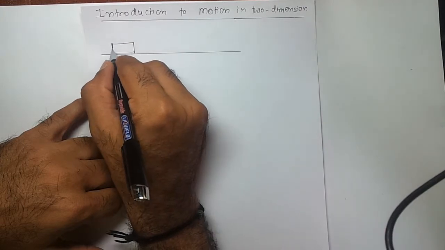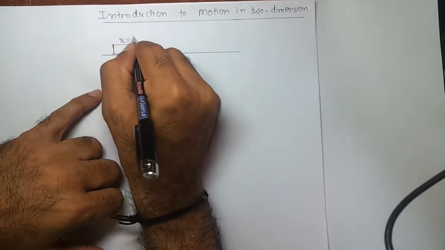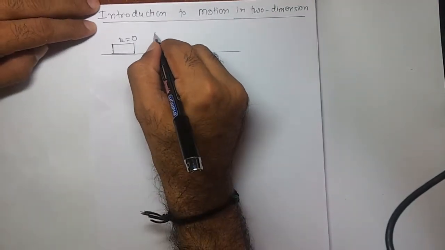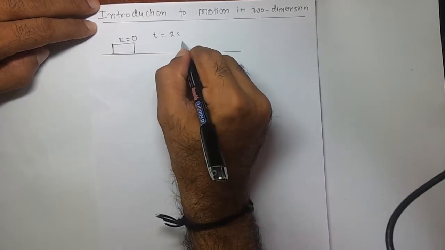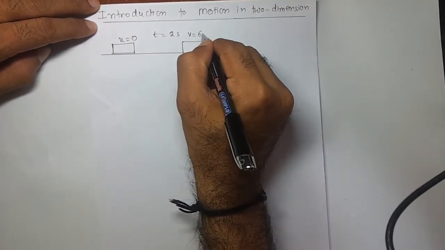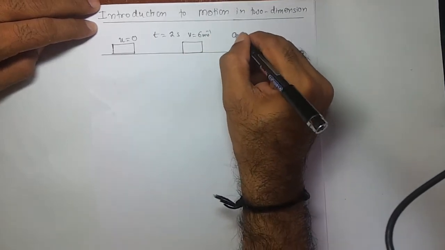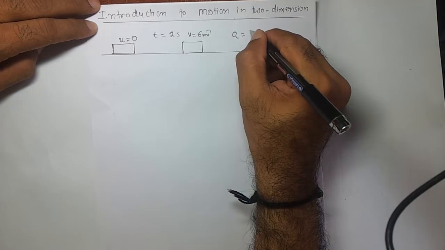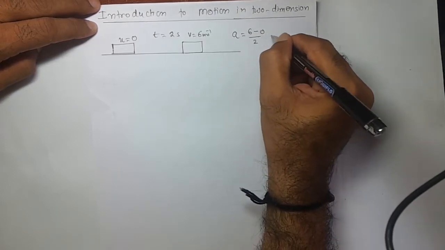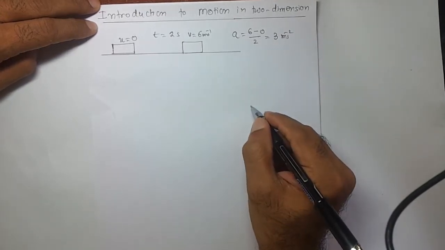Even otherwise my drawing is not very good. So let us say this is a vehicle, and it is stationary. Initial velocity is 0, and after time t equal to 2 seconds, it reaches over here, and its final velocity is 6 meters per second. If I'm asked to calculate the acceleration, I'll easily be able to do that. 6 minus 0 upon 2, v minus u upon t, 3 meter per second square. That is the acceleration of this vehicle.